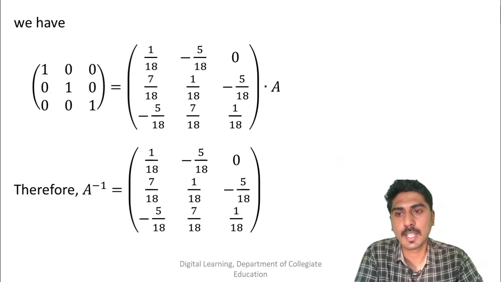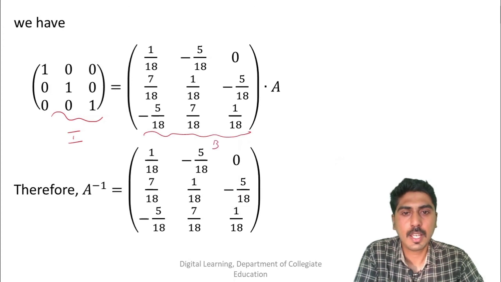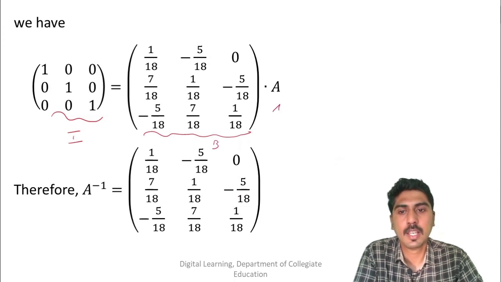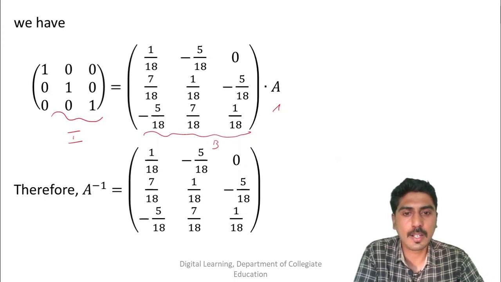Finally, we have an identity matrix I is equal to a matrix B into matrix A. So this matrix should be the inverse of matrix A. You can also write this matrix as 1 by 18 into 1 minus 5 0, 7 1 minus 5 7.